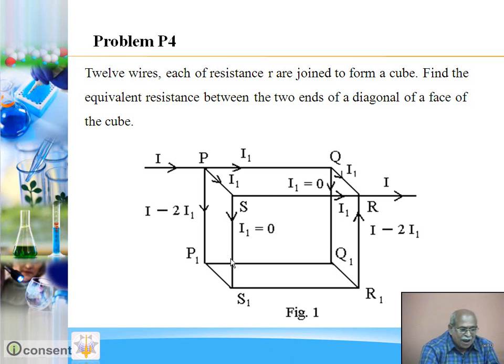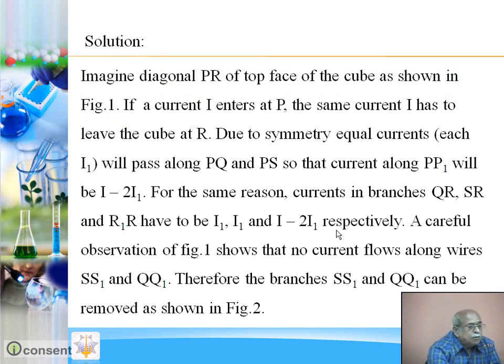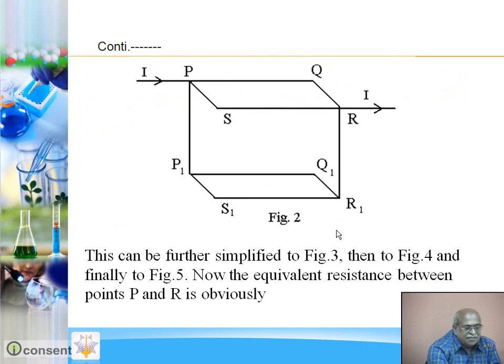So after we remove branches S1 and Q1, the arrangement looks like figure 2. Here is the arrangement. It is same as figure 1. Only thing is we have removed branch S to S1 and we have removed branch Q to Q1. Now look at figure 2.